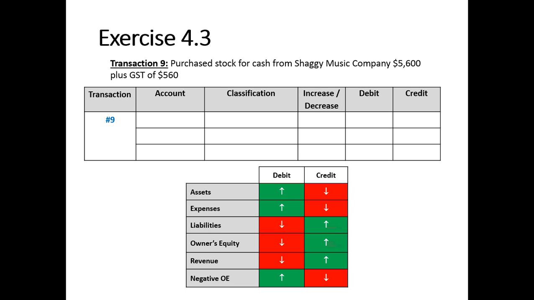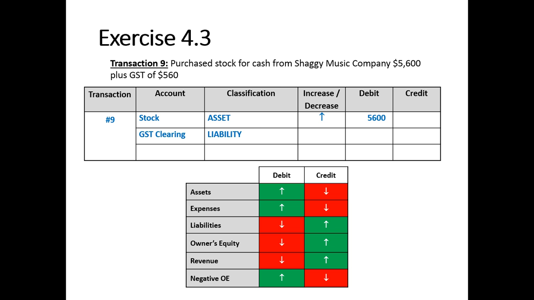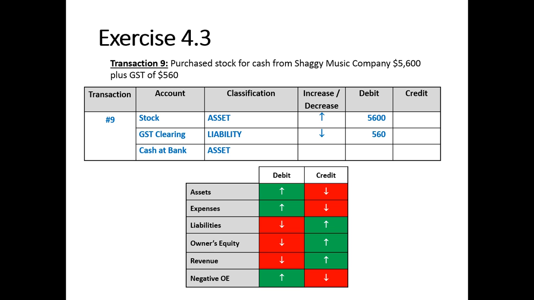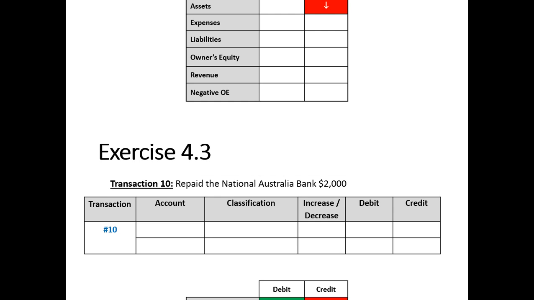We've purchased stock for cash from Shaggy Music Company for $5,600 plus GST. We've got more stock, which is an asset, increasing. That'll be a debit. We've been charged GST, which is a liability, so it reduces our liability for $560, and we've paid in total. Cash will decrease by $6,160, which will be a credit.